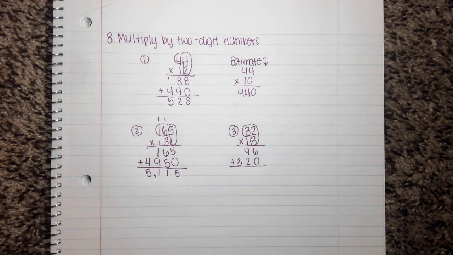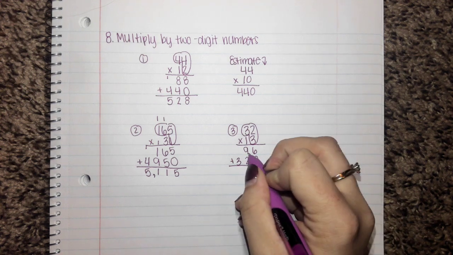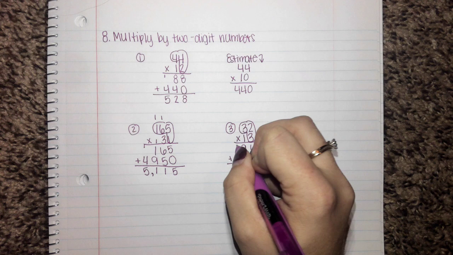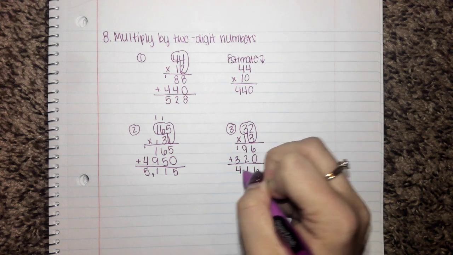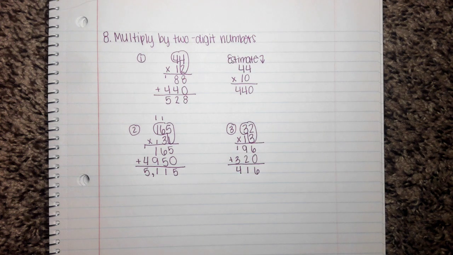So now I just have 96 plus 320. 6 plus 0 is 6. 9 plus 2 is 11. And 3 plus 1 is 4. So I should have gotten an answer of 416.